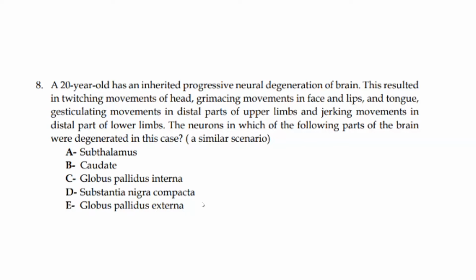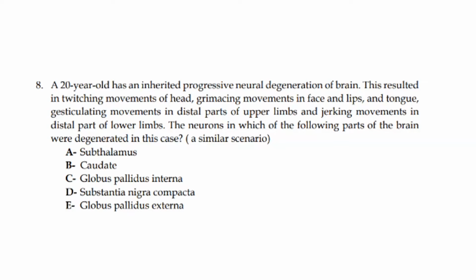Okay, so for this case, we're having a progressive neural degenerative disorder with a lot of jerky movements in the upper and lower limbs and twitching movements of the face. This means that most likely we're dealing with a case of Huntington's chorea. Now if you're familiar with how Huntington's chorea happens, it happens because of a degeneration of the putamen, right?